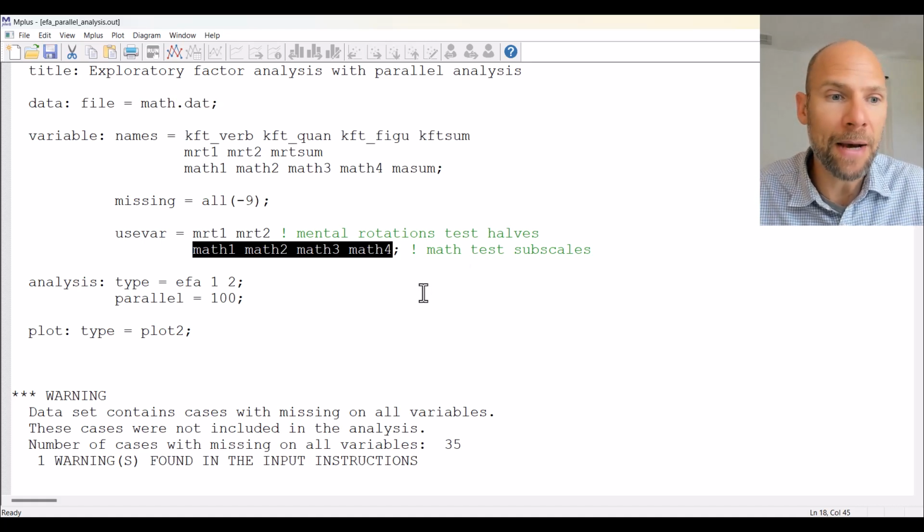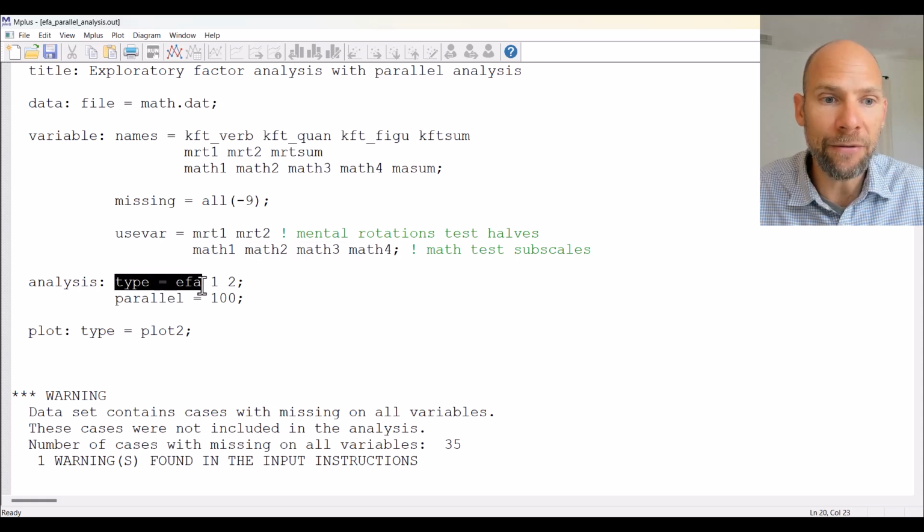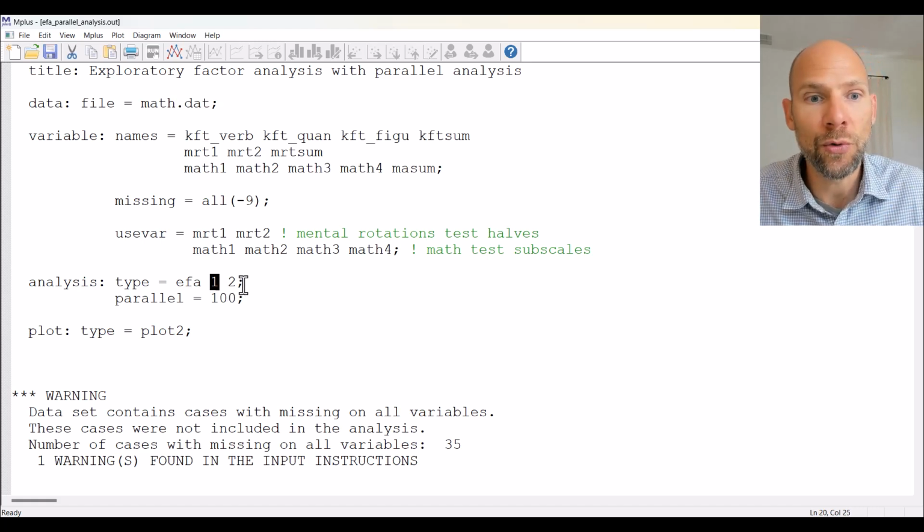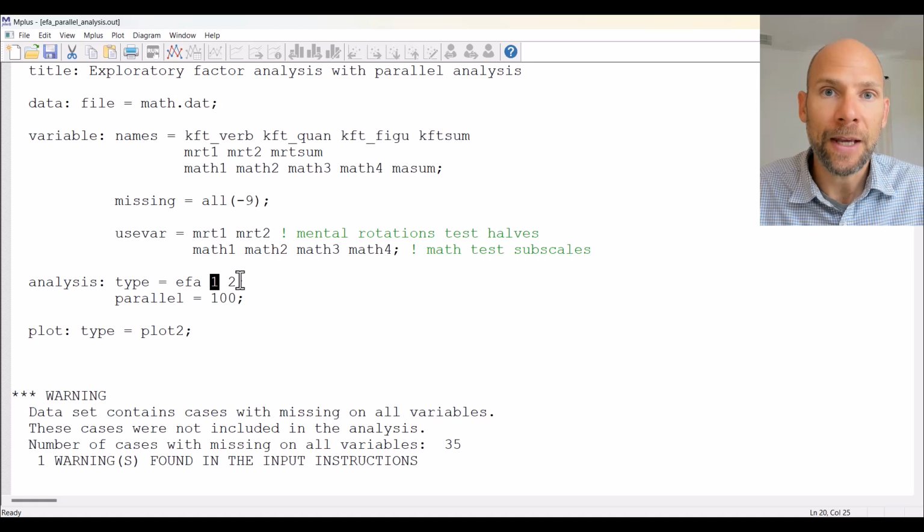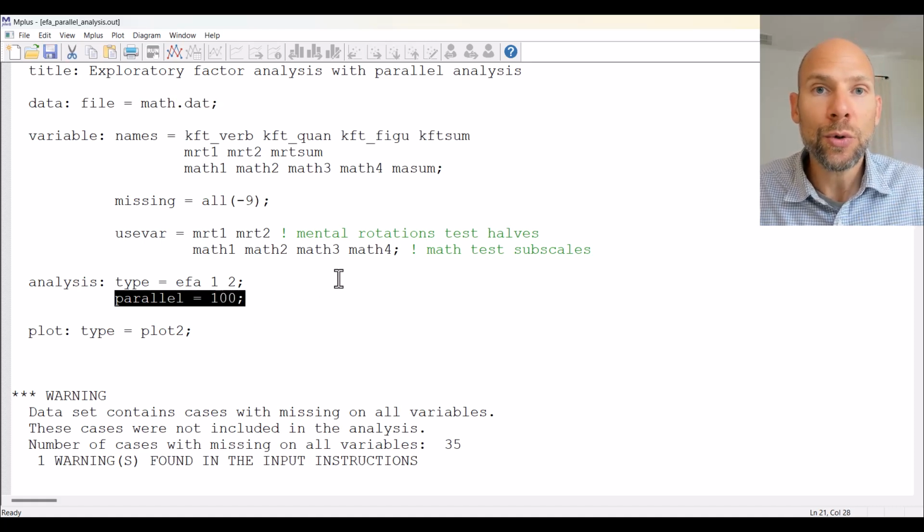You can see that in my analysis command, I specified type equals EFA, and then the 1 and 2 behind EFA here mean that I'm extracting both a 1-factor solution and also a 2-factor solution in Mplus that I can then compare. Next is the parallel subcommand, which allows me to run a parallel analysis.